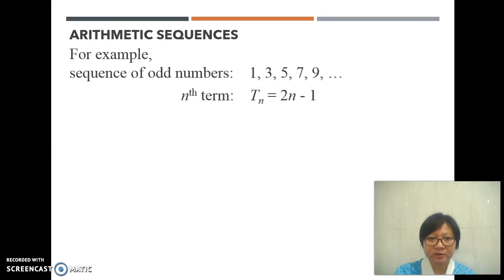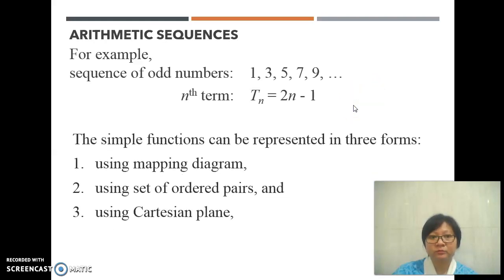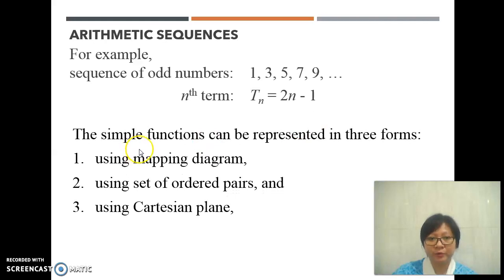For example, the sequence of odd numbers here: 1, 3, 5, 7, 9, and then 3 dots mean the sequence goes on forever. And then you've learned about the nth term. You've learned about how to find the position number using the inverse function. Now, the linear function here, or simple function, can be represented in 3 forms: using a mapping diagram, using a set of ordered pairs, and using a Cartesian plane.